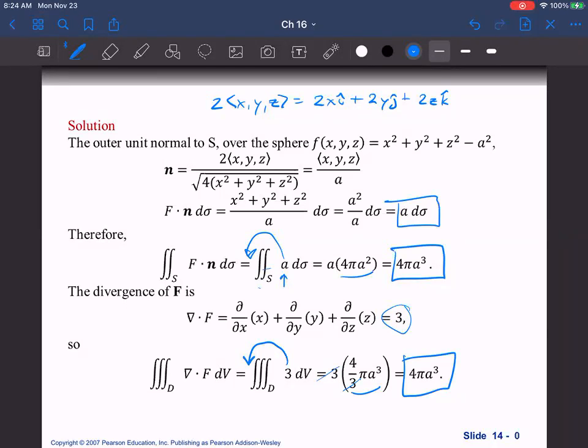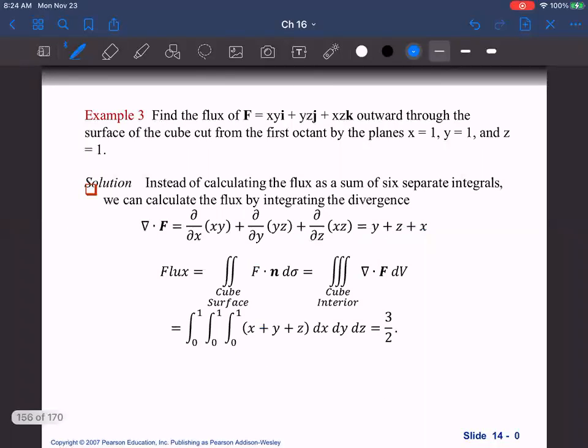All right, so let's continue on here. If we look here, we have another one here. We're finding the flux of this function here, where it's outward through the surface of a cube cut from the first octant by the planes x equals 1, y equals 1, and z equals 1.